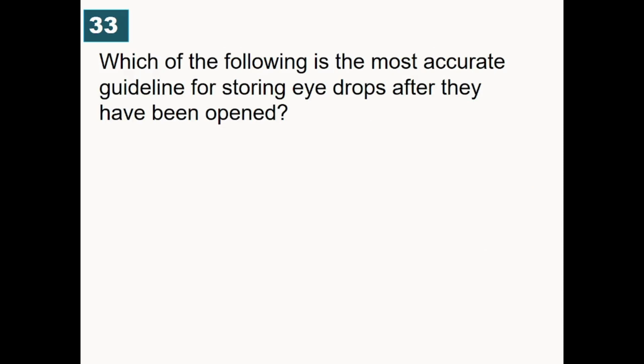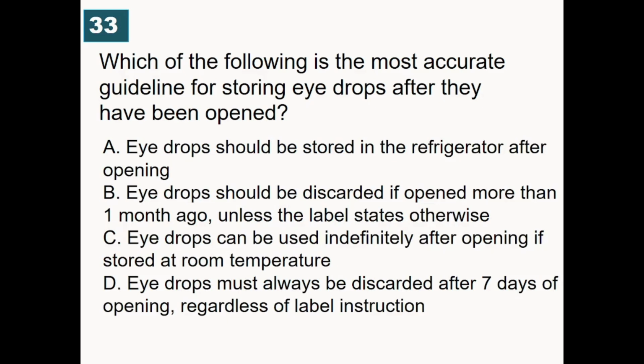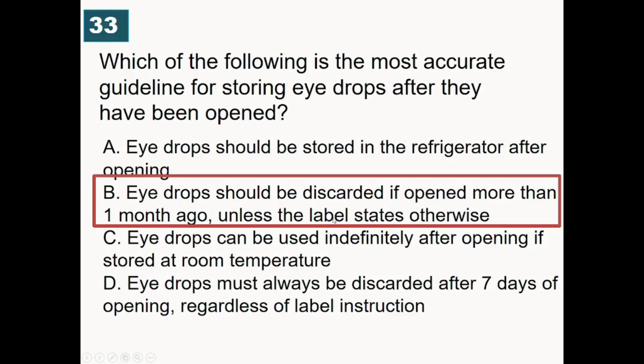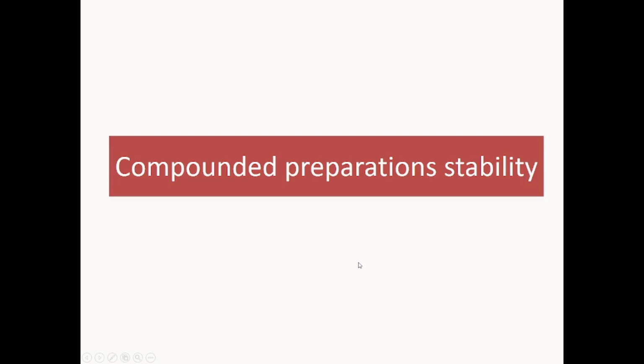Next, which of the following is the most accurate guideline for storing eye drops after they have been opened? A. Eye drops should be stored in the refrigerator after opening. B. Eye drops should be discarded if opened more than 1 month ago, unless the label states otherwise. C. Eye drops can be used indefinitely after opening if stored at room temperature. D. Eye drops must always be discarded after 7 days of opening, regardless of label instructions. So the correct answer is B. Eye drops should be discarded if opened more than 1 month ago, unless the label states otherwise.